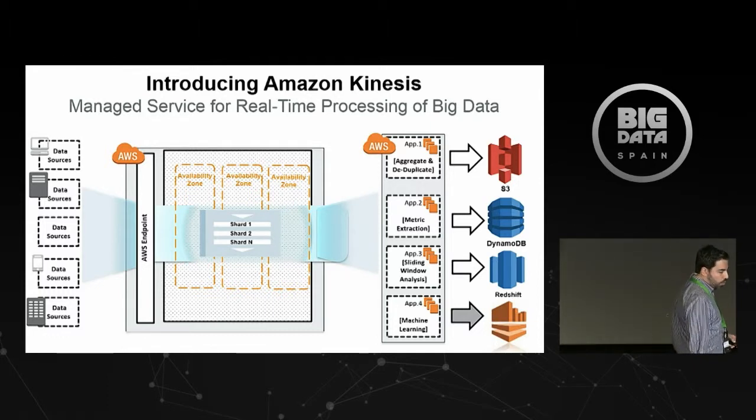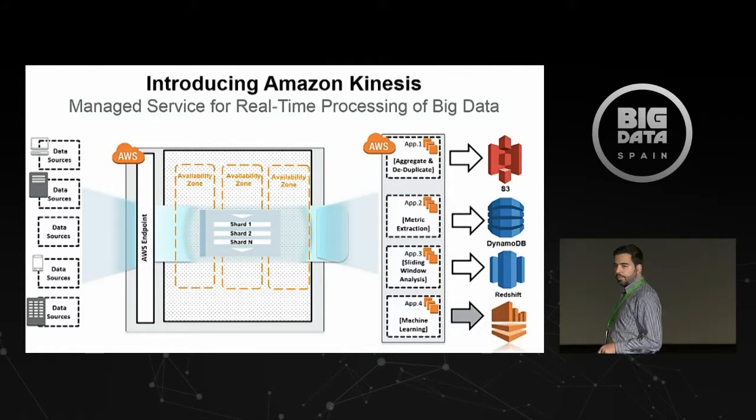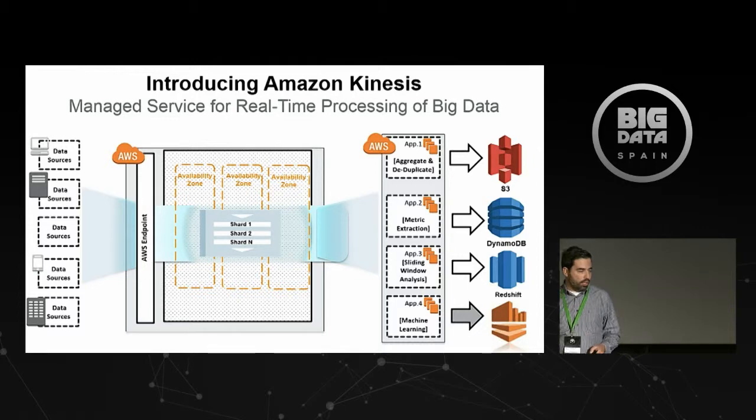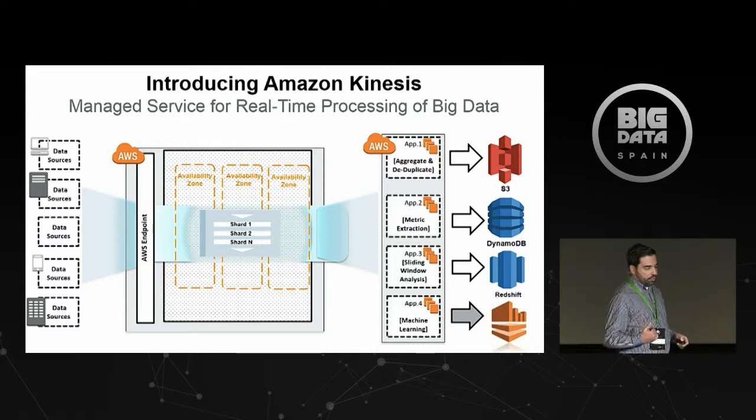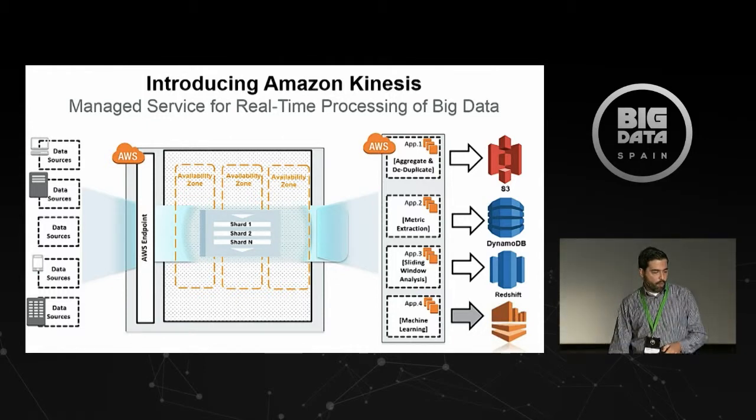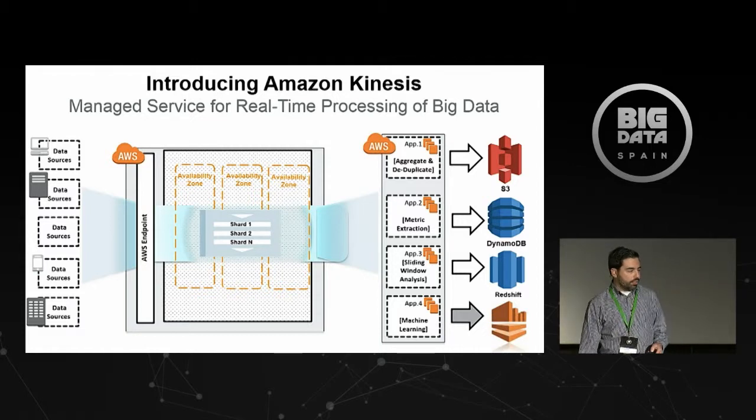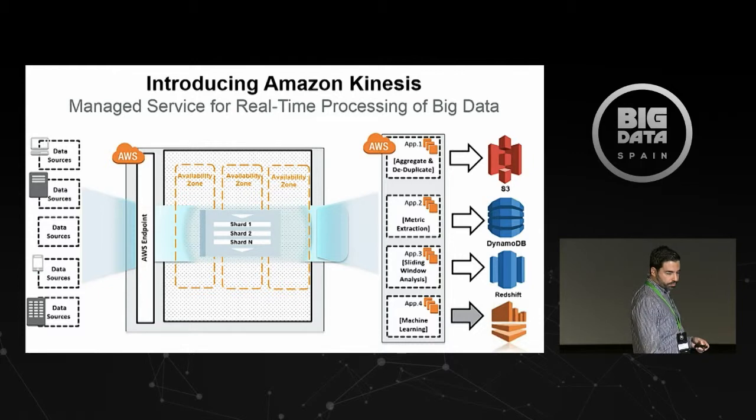Kinesis stores those in a durable way in multiple data centers in a specific region of AWS. We call them availability zones, so that you have very good confidence that the data is there. It will store those, and it will stream those to applications on the right. Multiple applications can consume the same stream of data. And those data are moved with the same order that they are received.